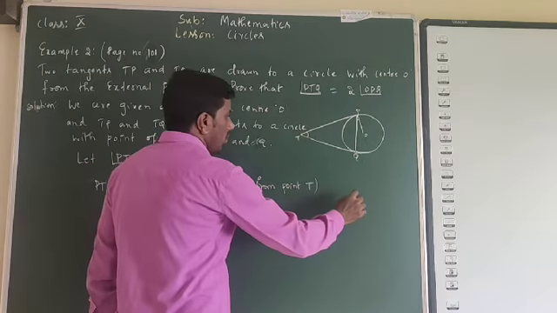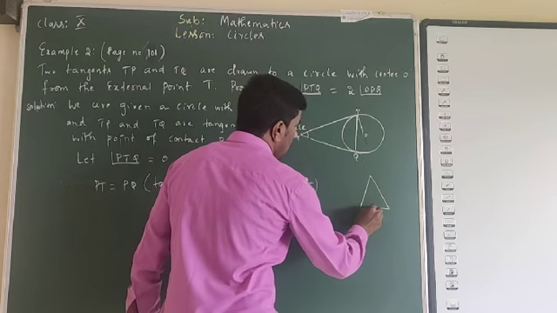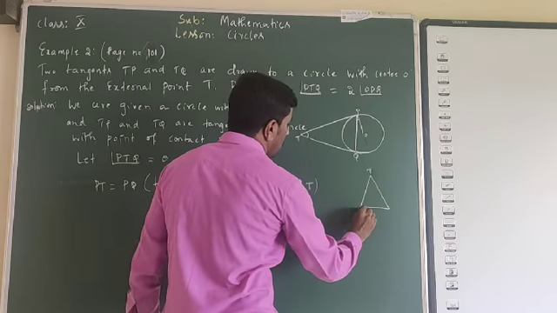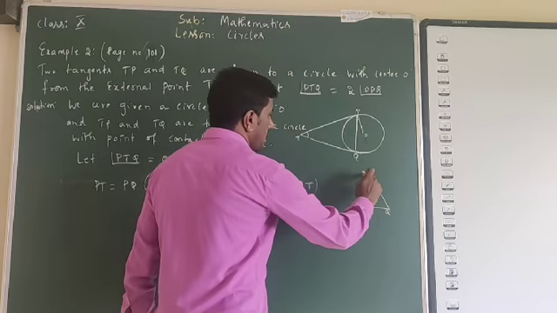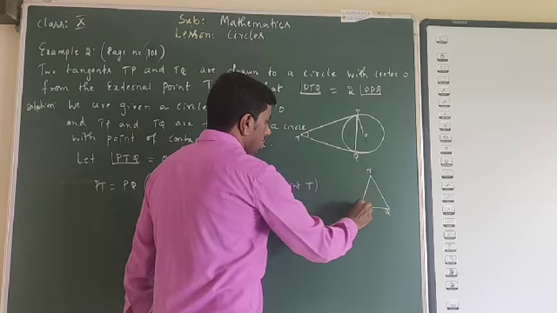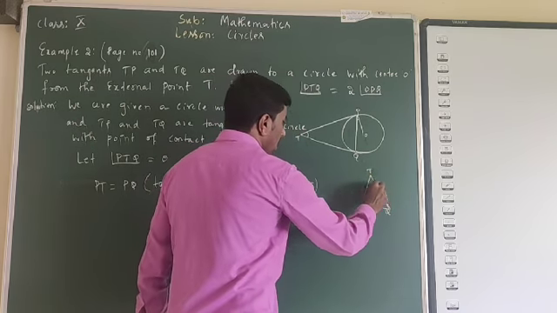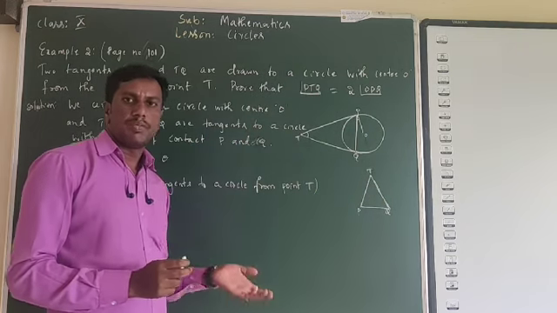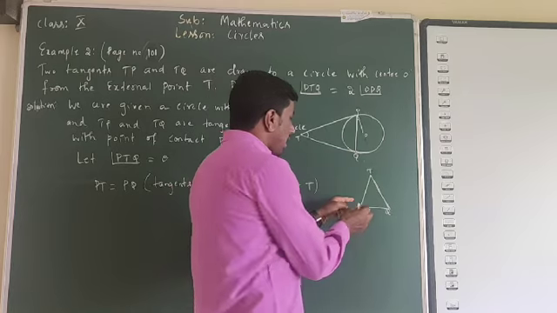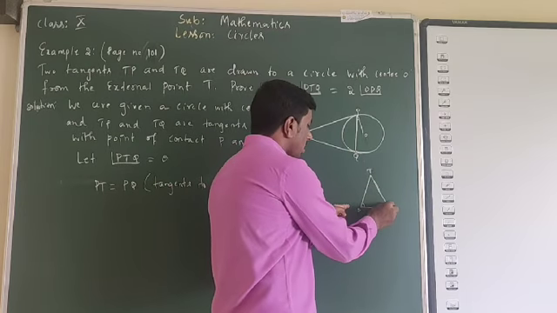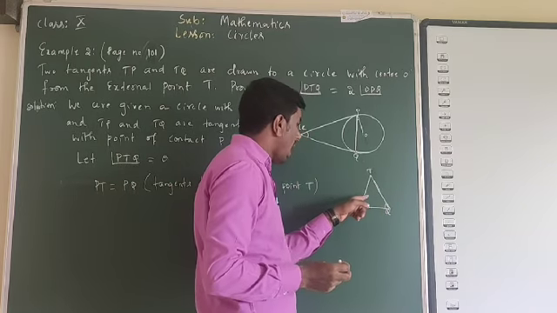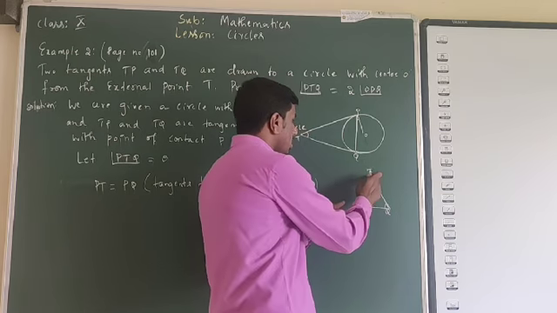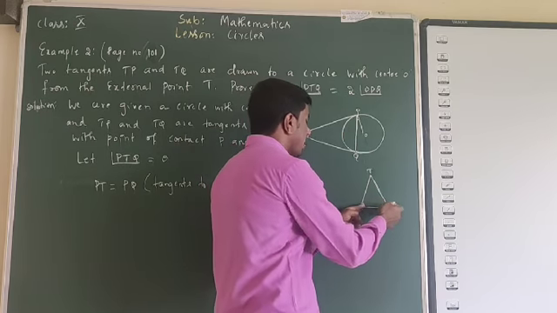So now, you know that if I am having a triangle PTQ, and these two sides are equal, then we have learned in class 9 that angles opposite to equal sides are equal. Angles opposite to equal sides are equal. These two sides are equal, which means these two angles are equal.